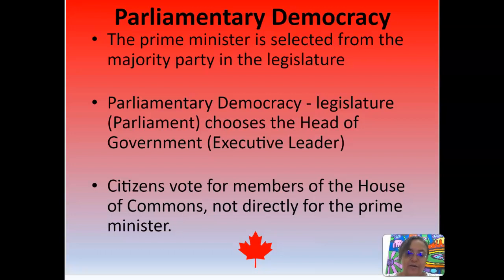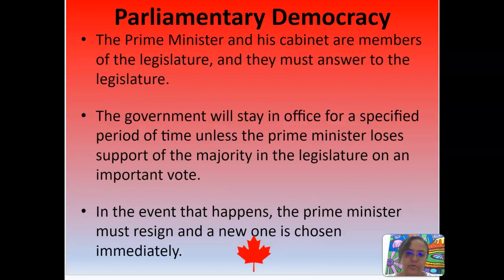Citizens vote for members of the House of Commons, not directly for the Prime Minister. In a parliamentary democracy, the Prime Minister and his cabinet are members of the legislature, and they must answer to the legislature. The government will stay in office for a specified period of time unless the Prime Minister loses the support of the majority in the legislature on an important vote. In the event that happens, the Prime Minister must resign and a new one is chosen immediately.